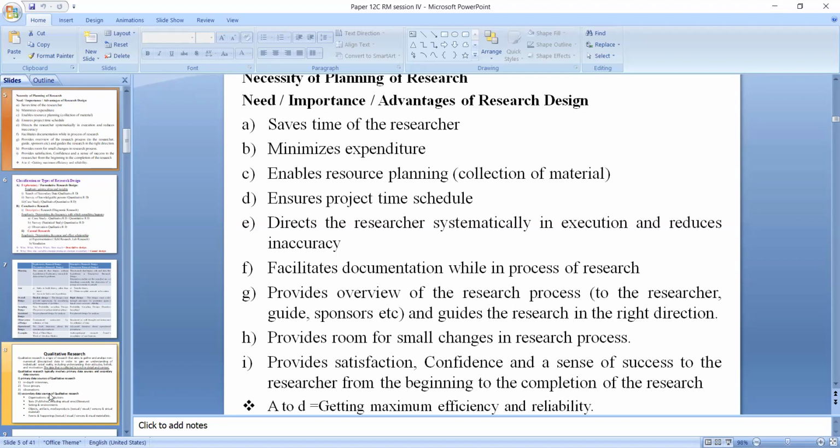When you have this blueprint or research design, it doesn't mean that you can't make any changes once you decide. As you proceed in the journey of research, many times it happens that you may not have thought, you may not have imagined such sources are available. But when your rough design is there, then you can make small changes in that. So this blueprint gives you the confidence that you are on the right track and increases your efficiency and the reliability of your research.